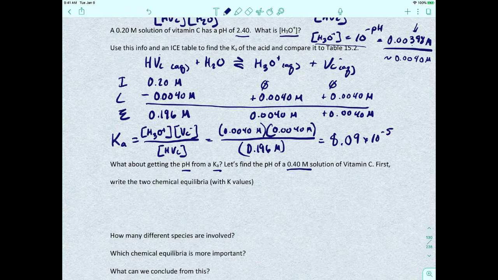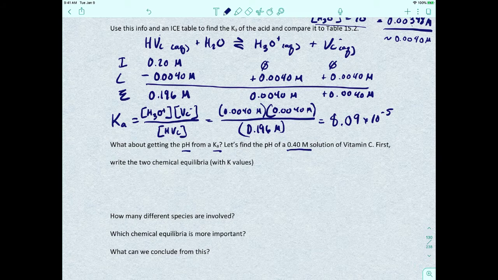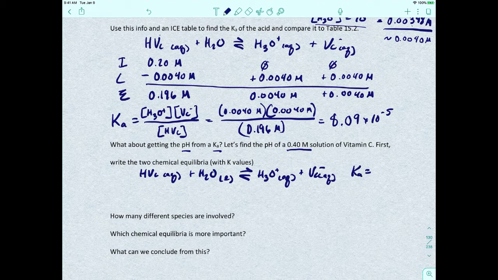There are two different equilibria at play. The first one is the reaction we talked about before: vitamin C reacting with water, in equilibrium with H3O plus and ascorbate ion. We said we measured this Ka, and in the table it's 8.0 times 10 to the minus fifth. So that's one reaction at play. We also have another reaction, since this is occurring in aqueous solution.